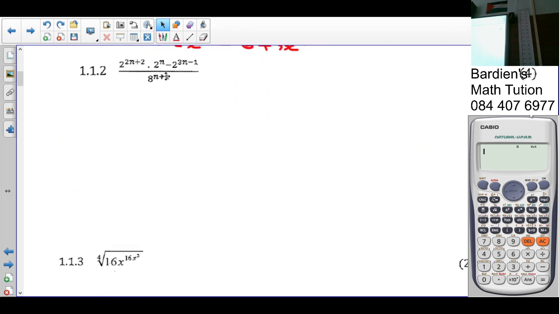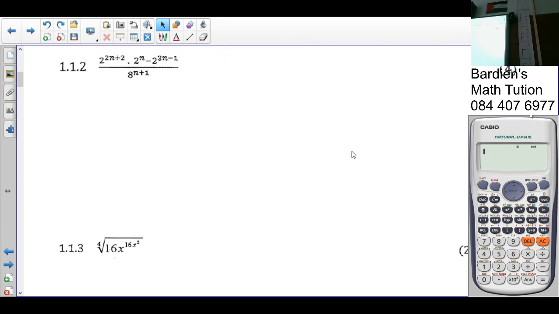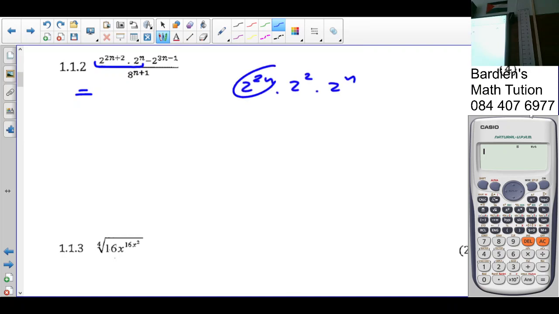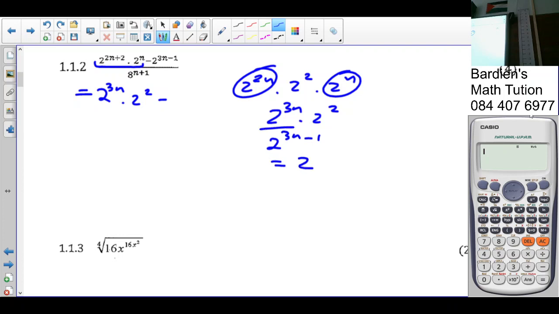The next one is your exponential expression. So what do we do here? We break up and factorize. So in this term, we can see that you've got 2 to the 2n times 2 squared times 2 to the n. This can be written as 2 to the 2n plus n, which is 2 to the 3n, times 2 squared. You all agree with that? So that first term can be written as 2 to the 3n times 2 squared minus, we will break 2 to the 3n minus 1 up into 2 to the 3n times 2 to the negative 1. You all agree with that?